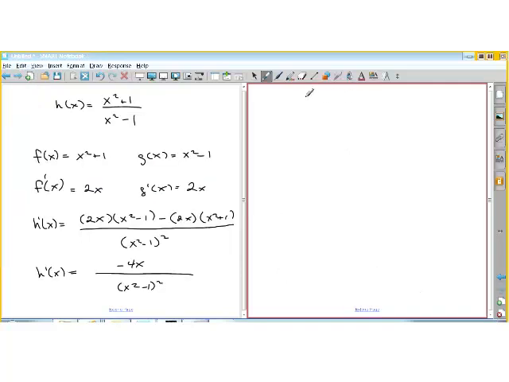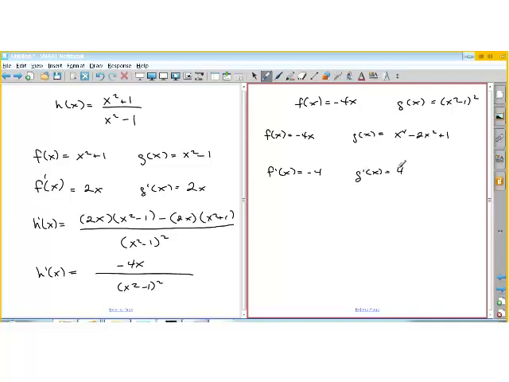Now the second derivative, we have to do it again. So let's call f of x the numerator, and g of x the denominator. And just to make it easier, I'm going to multiply out g of x instead of using the chain rule. So you'll get x to the 4th minus 2x squared plus 1. So it's just using FOIL on that second thing. Okay. So we just say the derivative of negative 4x is negative 4. And the derivative of this is 4x cubed minus 4x plus 0.